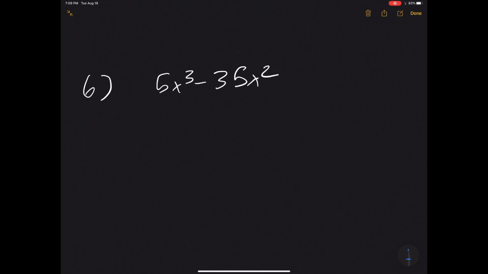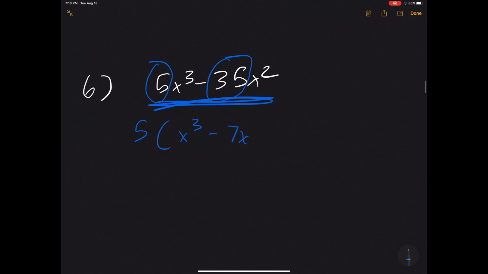Number 6 says to factor, and you might immediately see a bunch of powers and a subtraction sign and think I need to do the difference of squares method. But let's pull out everything they have in common and see where we're at. I see that they have a 5 in common, the two terms. So I'll pull a 5 out first, and I get 5 times x cubed minus 7x squared. Now I see that both terms have two x's in common, so let's pull two x's out and get 5x squared times x minus 7.